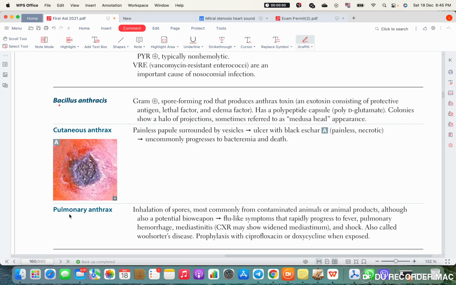More common. Cutaneous. So cutaneous anthrax will lead to a painless papule surrounded by vesicles. Now the question will come, why is it painless? Well, this tissue, the black one, is it live or dead? It's dead. Can a dead tissue have any sensation? Nope. So they cannot feel any pain.